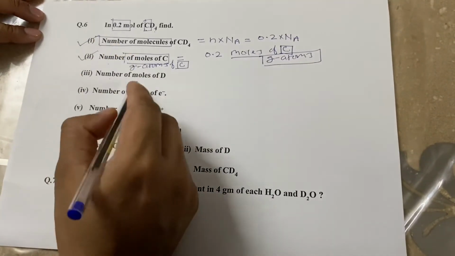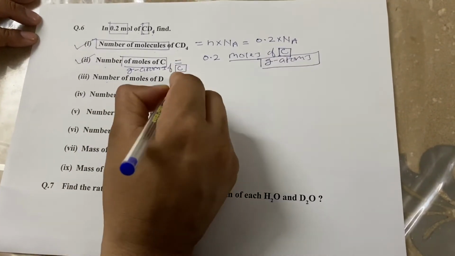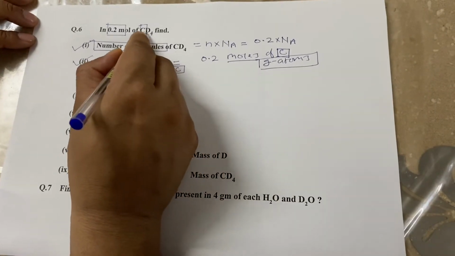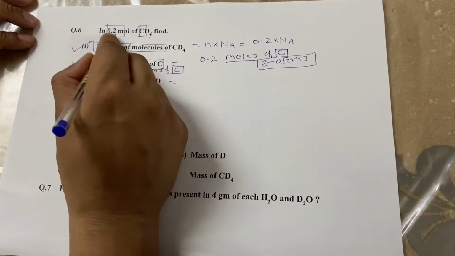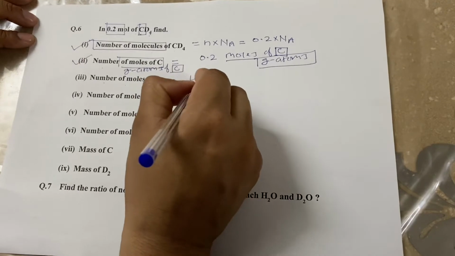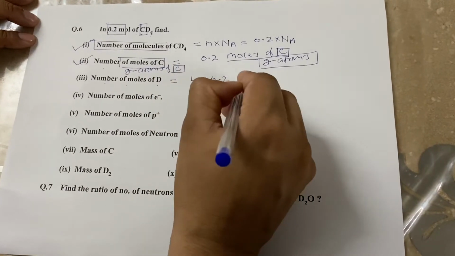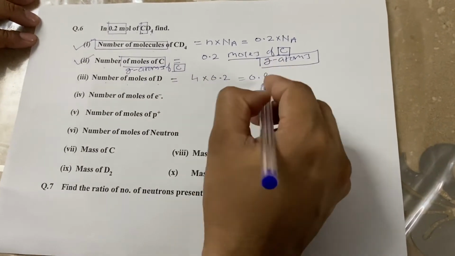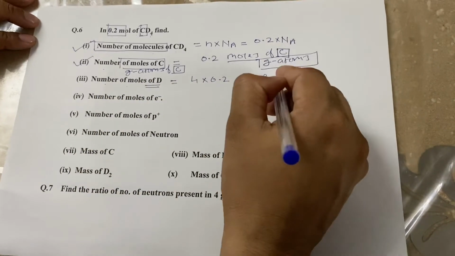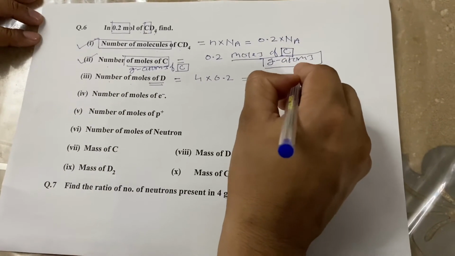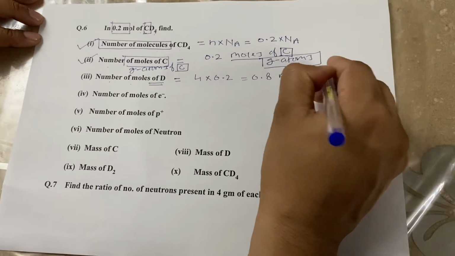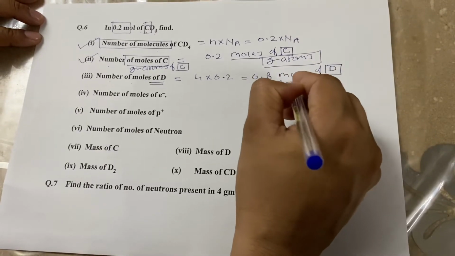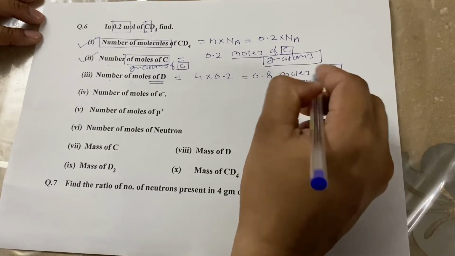Now it is to calculate the number of moles of deuterium. So definitely 1 mole of CD4 contains 4 moles of deuterium. So 0.2 moles contains 4 into 0.2, that will give 0.8 moles of deuterium. Here 0.8 moles of deuterium, or we can say these are gram atoms of deuterium.